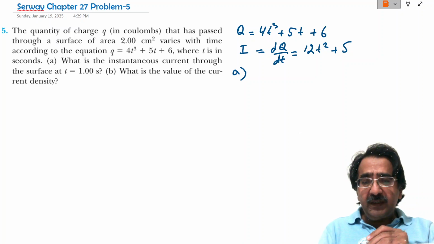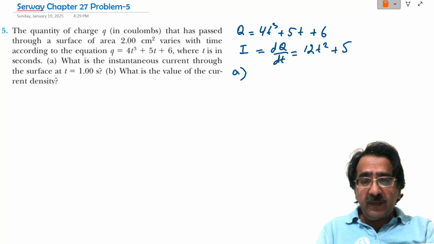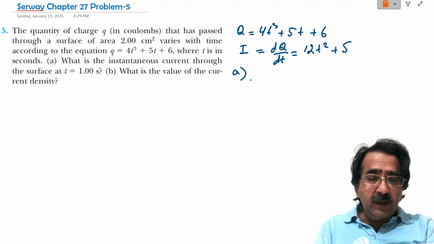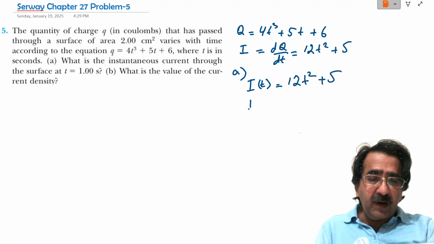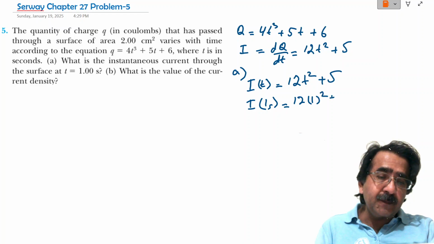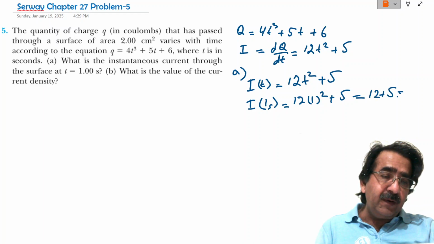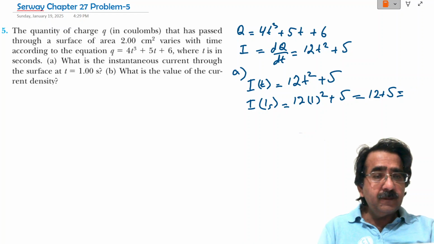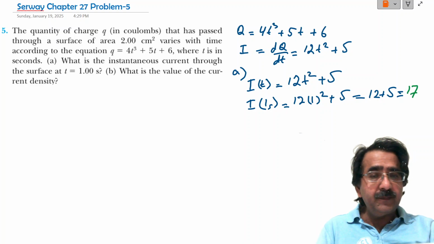The A part asks what is the instantaneous current through the surface at t equal to 1 second. So if current is a function of t, then for t equal to 1 second, that will be 17.